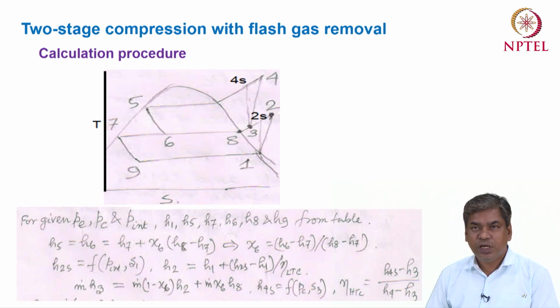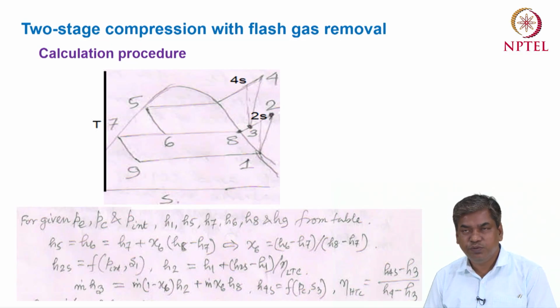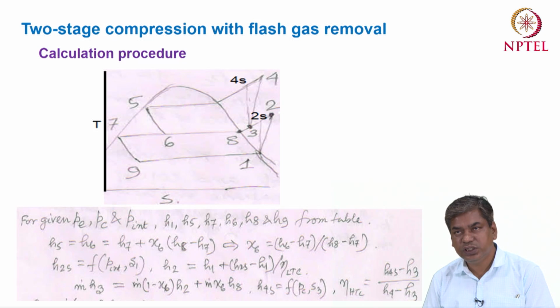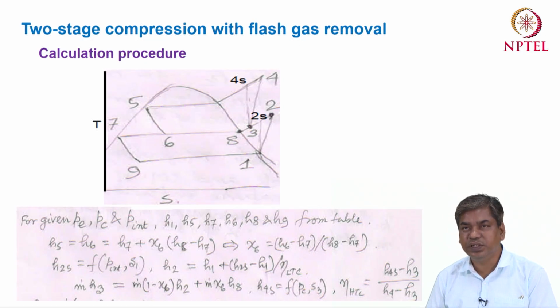Okay, so now apart from this, if you want to calculate the properties at point 2, so 1 to 2, this process is the compression process. So the calculation procedure for this state point 2 will be similar to the previous cases which we have discussed. Initially we have to assume the isentropic process 1 to 2s, then we have to calculate the enthalpy at point 2s, and then by using the isentropic efficiency of the compressor we can calculate the enthalpy at point 2.